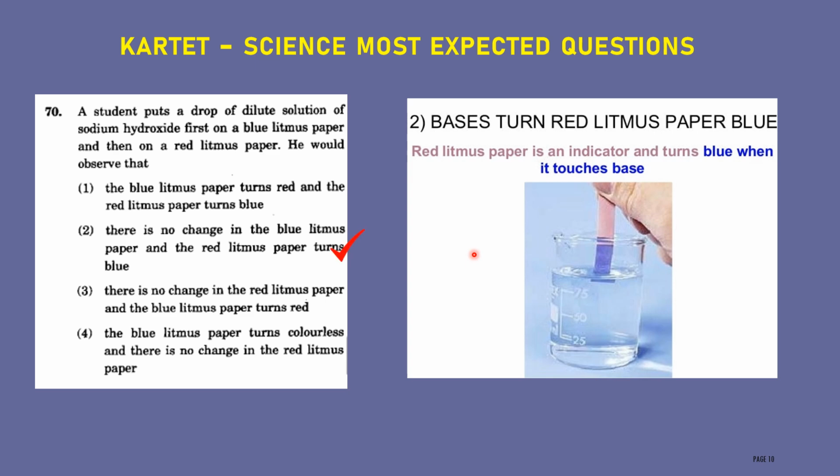Therefore, the correct answer for this question is: there is no change in the blue litmus paper and the red litmus paper turns blue.